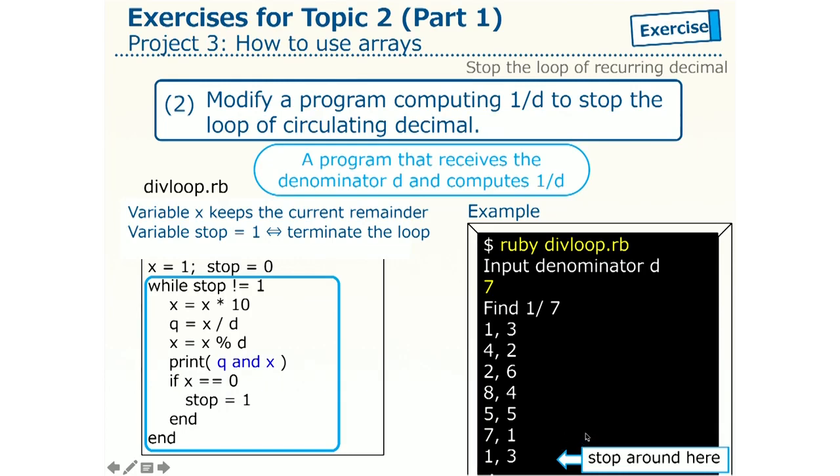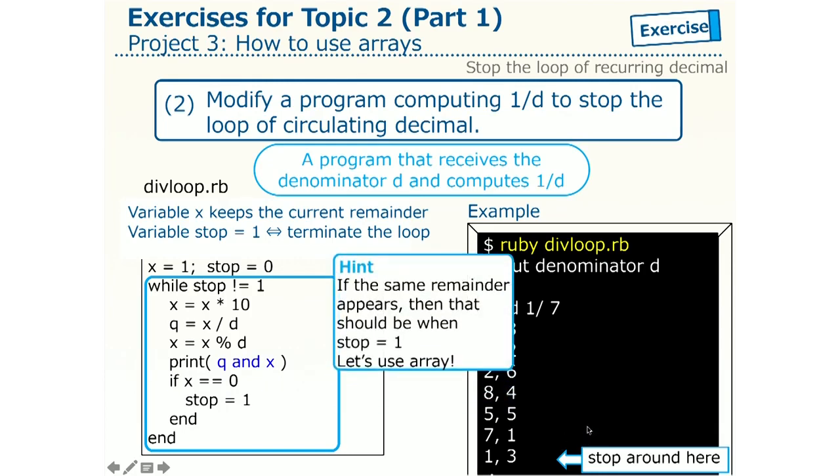Here is a hint. As we have seen, the recurring can be detected when the same remainder appears. If so, we only have to set the variable stop to 1, meaning to terminate the while loop. Then how can we find that the same remainder appears? This is the case where we can make use of an array.